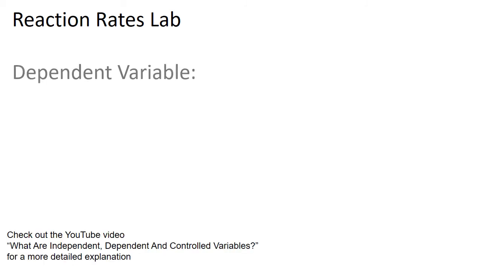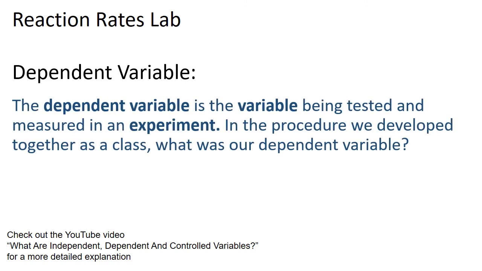In your booklet, there is a space that says dependent variable. I want you to identify what the dependent variables are, or variable is, in the experiment that you just conducted. But what is a dependent variable? The dependent variable is the variable being tested and measured in an experiment. In the procedure we developed together as a class, what was our dependent variable? What did we measure to determine if temperature really did have an effect on the rate of reaction? Please pause, discuss as a class, and then add what you come up with to your notes.